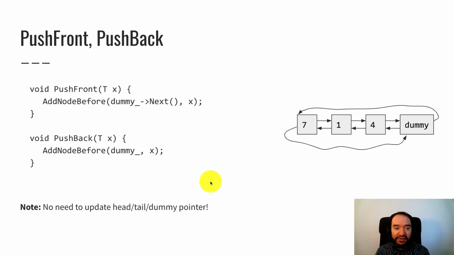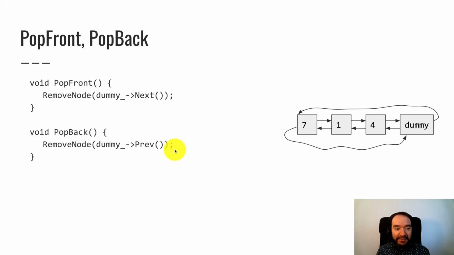PushFront and PushBack just use that add node before operation that we worked on creating in the previous video. So remember, we have this add node before function. It takes a pointer to a node, and then we add a new node before that pointed-to node with the given element. So in order to push to the front, the new node needs to be before dummy's next, because dummy next is the first node, and we want to put a new node before what's currently the first node. Add node before handles that. And PushBack is a similar situation. We can use add node before to do all the work, and the new back element should be right before the dummy. So add node before dummy x gets that done.